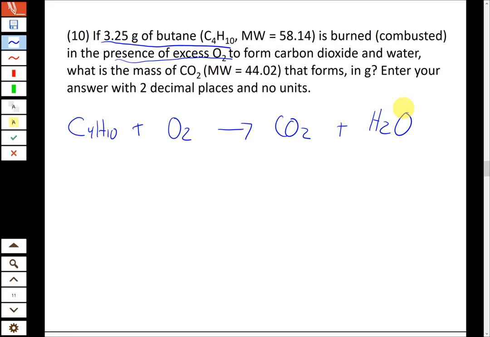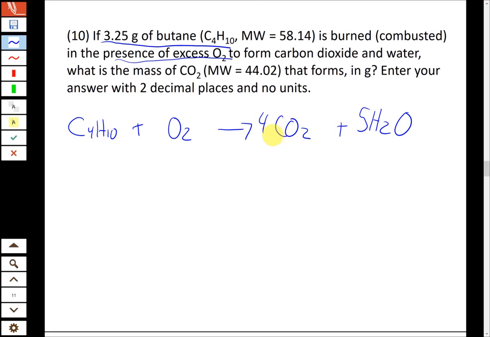Balancing a combustion reaction, what you're going to want to start with is carbon and hydrogen, because carbon and hydrogen typically only appear once on each side of the equation. Carbon is in the reactant, there are 4 of them. So that means we need to have a 4 in front of CO2 to balance carbon. Hydrogen, there are 10 of them in the reactant. So we need to have 10 on the product side, which means H2O takes a 5. And then from there, we'll balance oxygen last.